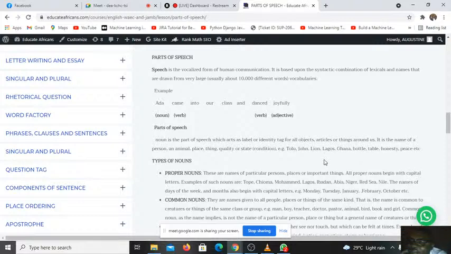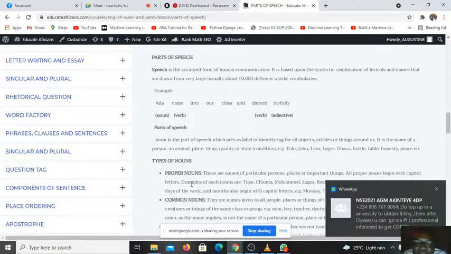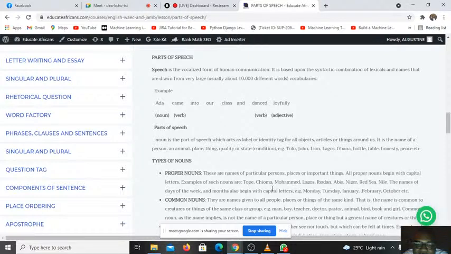But these nouns are divided into different types. You can have what we call the proper noun. Proper nouns are names of particular persons, places, or important things. All proper nouns begin with a capital letter. You must note that whenever you say that something is a proper noun, it must start with a capital letter. A proper noun is, say, my name, Augustine. If you're writing my name, it has to start with a capital letter. Also, when I'm writing your name, Justina, it has to start with capital letter J because it is a proper noun.